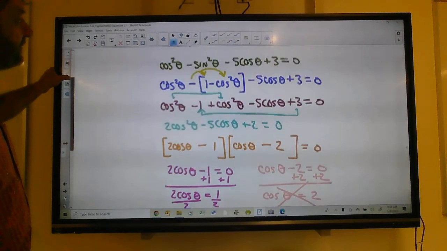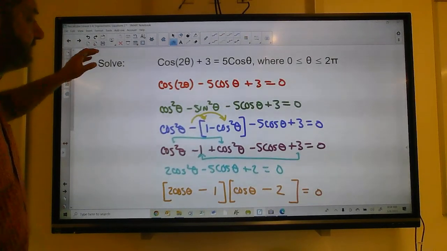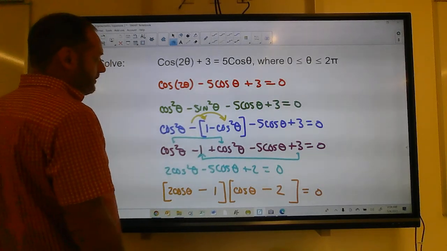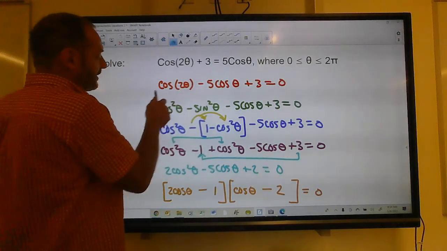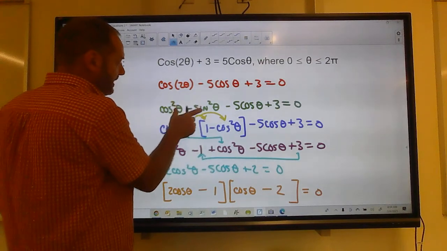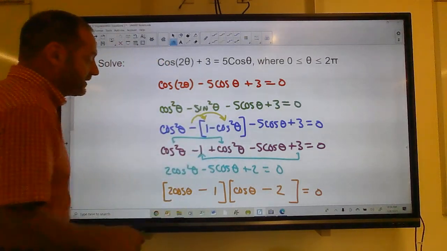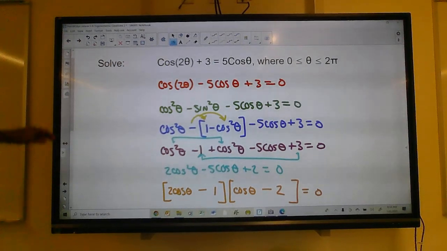So that was a little tougher. We had to use quite a bit of different techniques here. We had to not only use our double angle formula to simplify this, we had to convert sine squared into cosines and do a lot of combining of like terms.